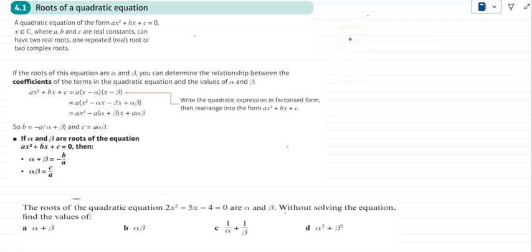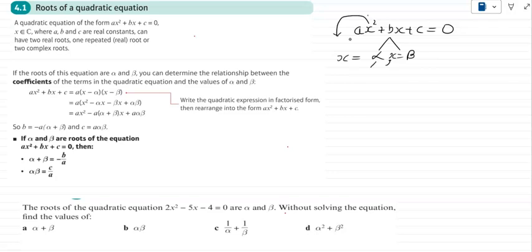So in today's lesson, we are going to learn about roots of quadratic equations. And we already know that a quadratic equation is given by ax² + bx + c = 0. If it has two roots, alpha and beta, then because this is quadratic in x, we will have x = alpha, one root, and x = beta, another root.